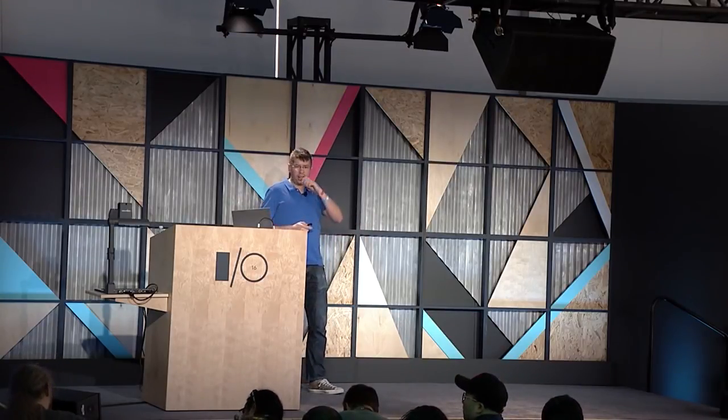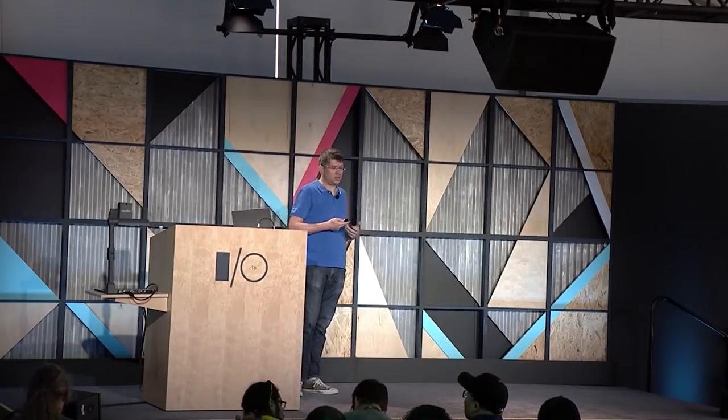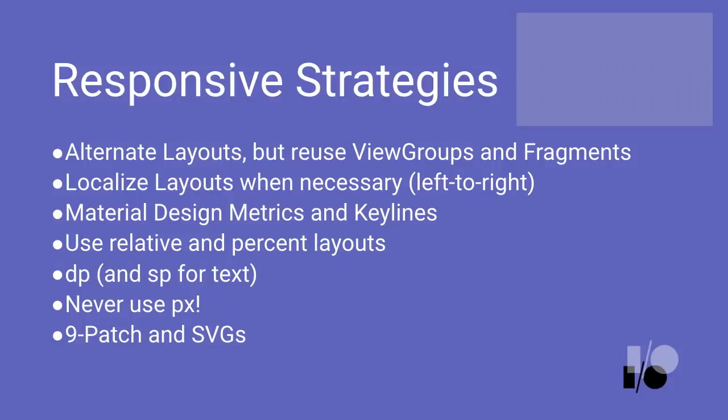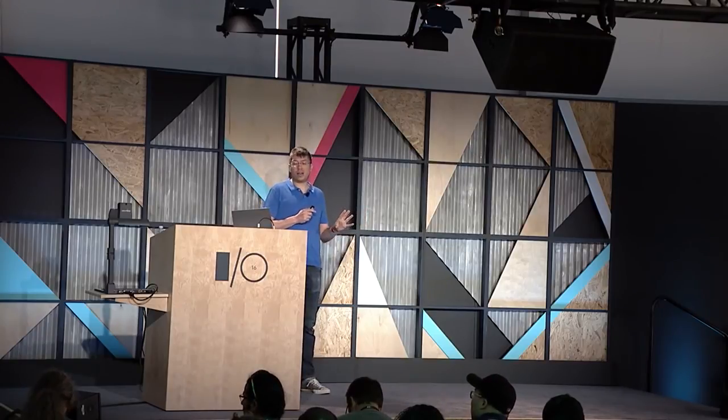Right? And here are some of the most important strategies to follow when you want to do responsive layouts and responsive design. Alternate your layouts, try to reuse your view groups and fragments, localize the layouts when necessary, think about left to right. That might change some of those layouts pretty drastically. Material design metrics and keylines are really a nice tool to be aware of here. Use relative, percent layouts, DPs and SPs for text. Never use PX, please. It's for your own good. 9-patches are nice, and SVGs and vector drawables are a very nice tool as well when you want to do responsive.